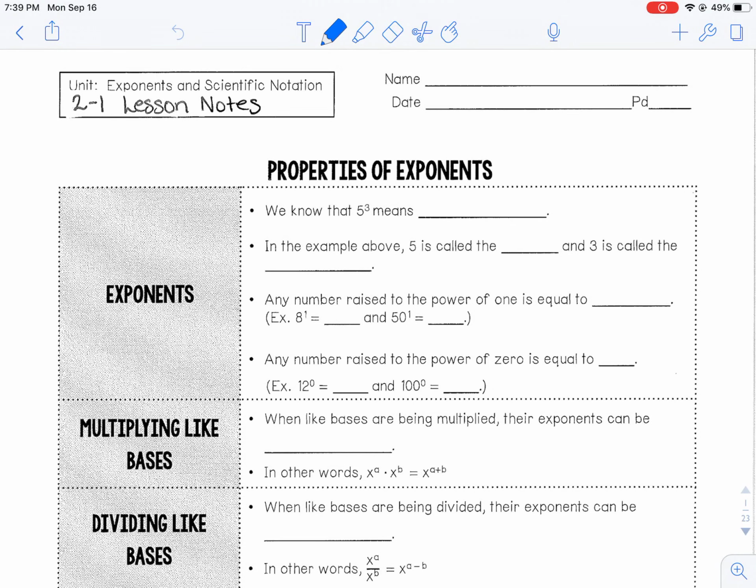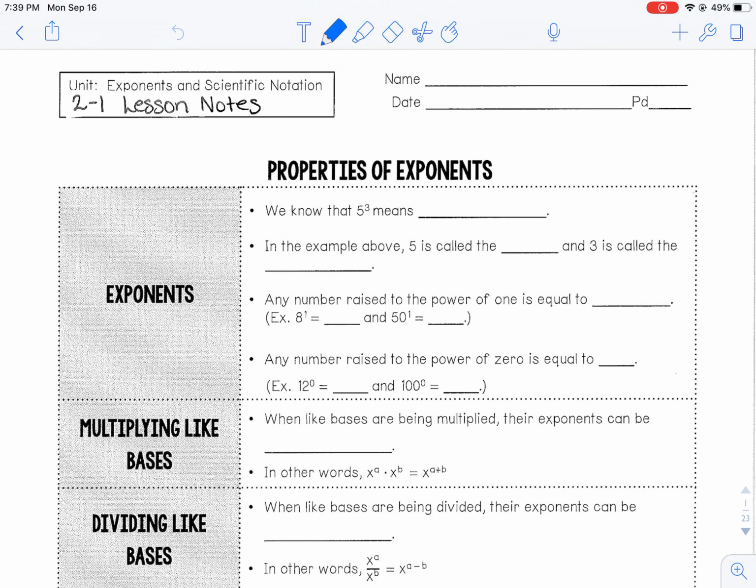And our last rule today is going to be power to a power. So when an exponent is raised to another exponent, the exponents can be multiplied. So you're looking for parentheses with an exponent on the inside of the parentheses and an exponent on the outside of the parentheses. Those exponents will be multiplied together.